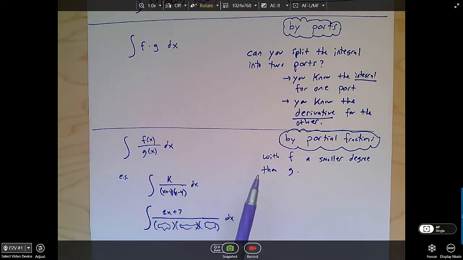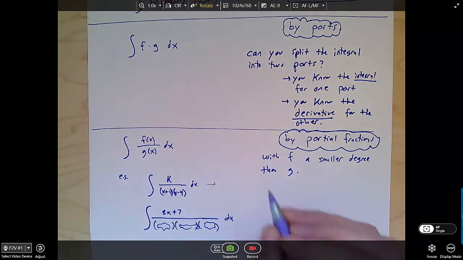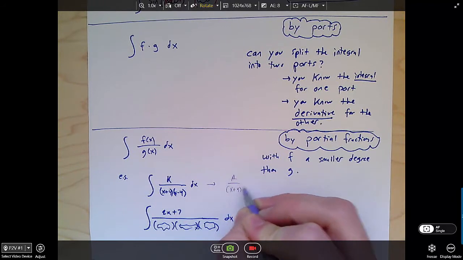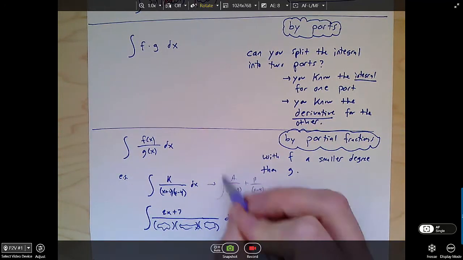Partial fractions is usually a situation where you have a rational function. So f and g are both polynomials, with f a smaller degree than g, so it could be a constant over some linear terms, or a linear term over, and these could be linear terms or quadratic terms, something like that. And the idea, remember, is that you're going to decompose this into several integrals, like a over one of your terms and b over the other of your terms, and then of course these are integrals.